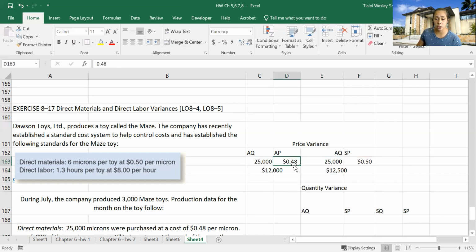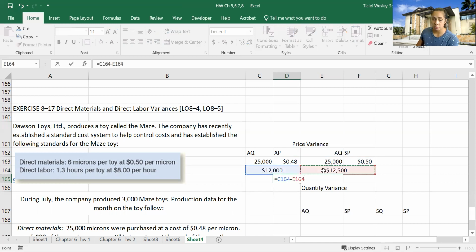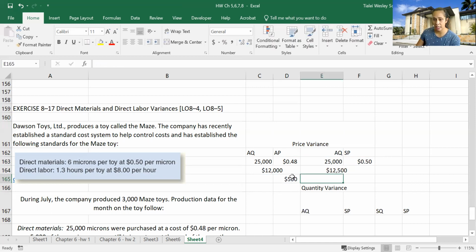So they have come in under budget. When I subtract 12,000 from 12,500, it's a negative number, which means they're coming in under budget. So I'm not going to put negative, I'm going to put 500. I'm going to put favorable. So they should have been spending 50 cents. They got a discount. They negotiated a deal, maybe it was a bulk discount, or they were just really good negotiators. That could be a reason for this $500 favorable price variance.